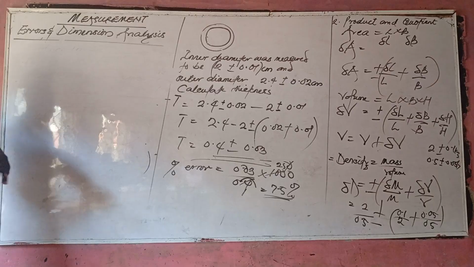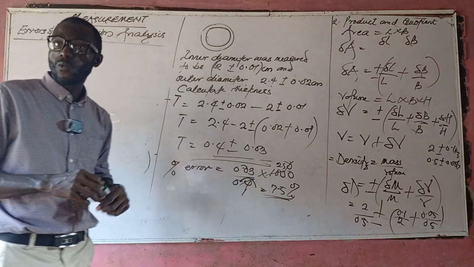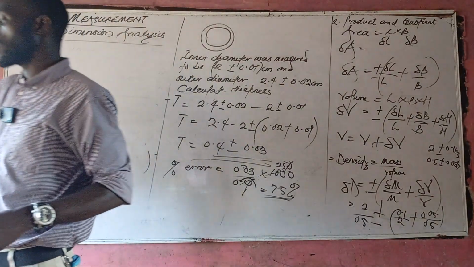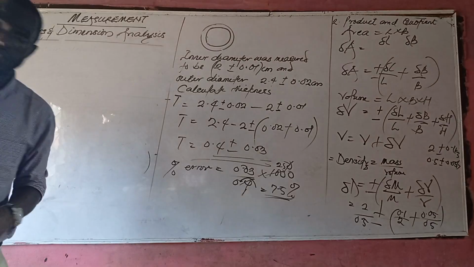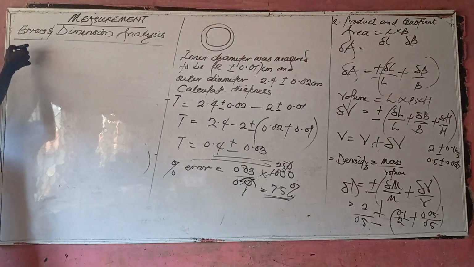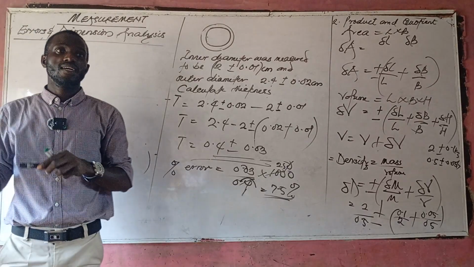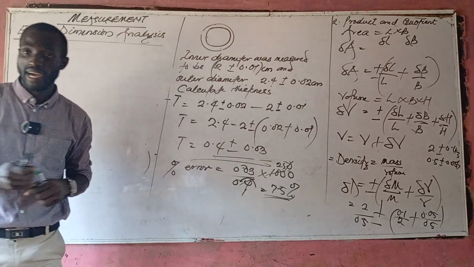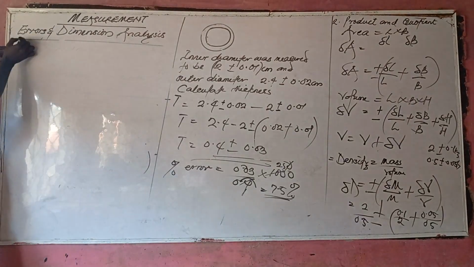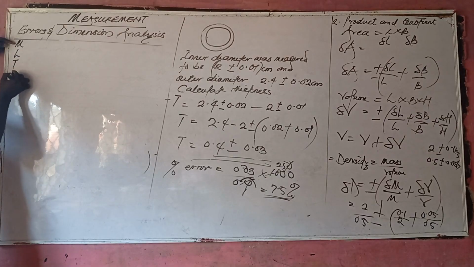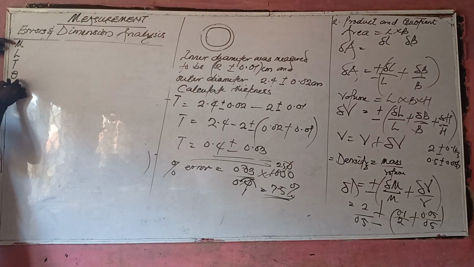All right, let's do dimension analysis now. Analysis of dimension, we always break down quantities to the fundamental quantity. So it means you need to know fundamental and derived quantities, right? How many fundamental quantities do we have? 7. They are what? Mass, length, time, temperature, luminous intensity, electric current, amount of substance.